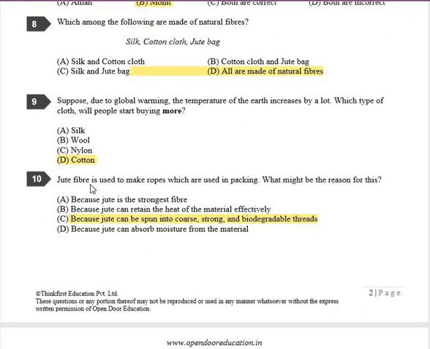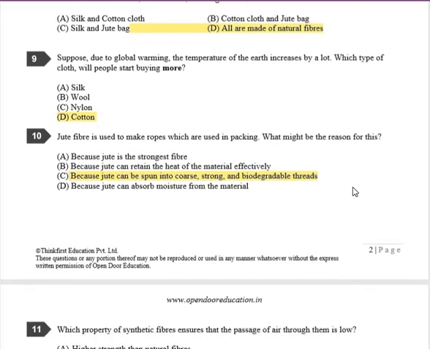Now coming to the 10th question, question number 10. Jute fiber is used to make ropes which are used in packing. What might be the reason for this?